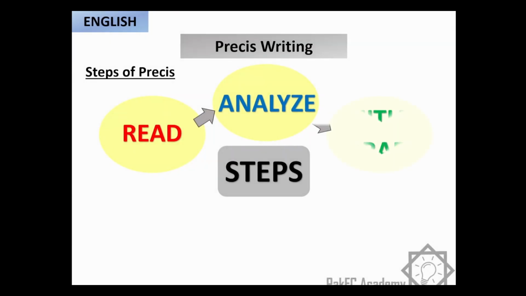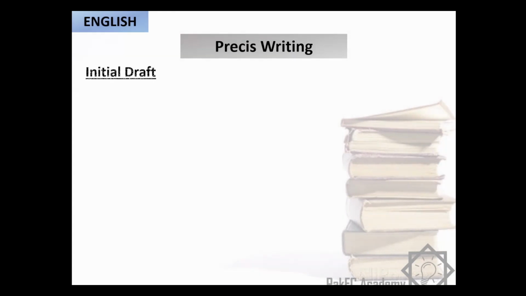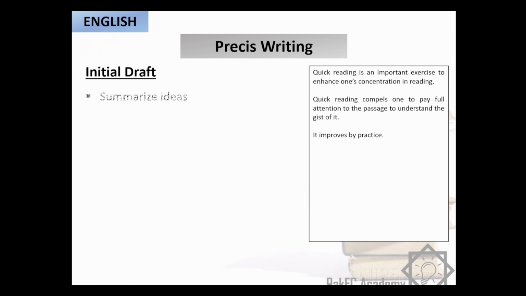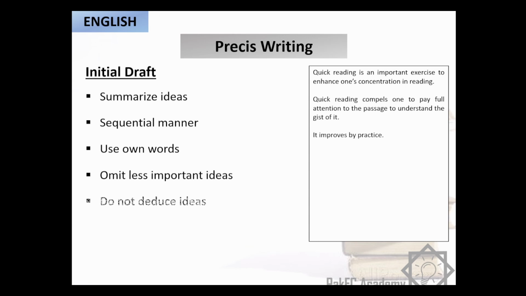Next comes the step where you have to prepare an initial draft for your Precis. For this, you have to summarize the main ideas in a sequential manner, ensuring you convey similar ideas in your own words. You can omit or remove less important ideas and words to shorten your draft. However, make sure that you do not add or deduce any ideas on your own that may not be representative of the original theme of the paragraph.